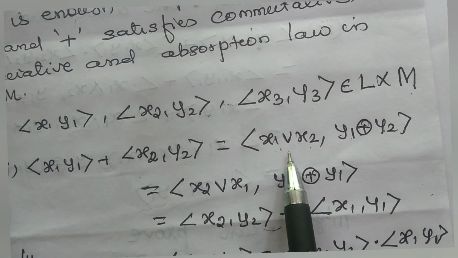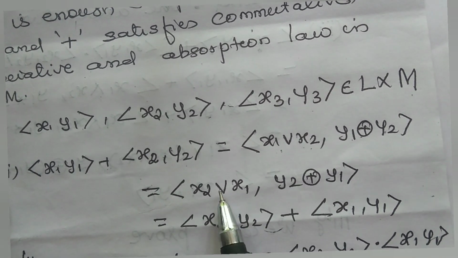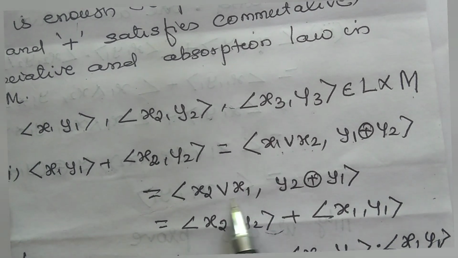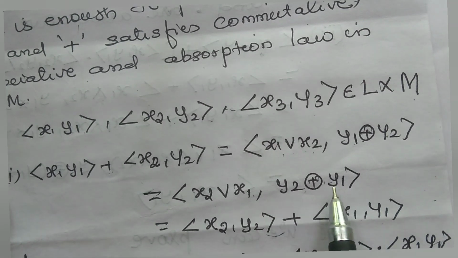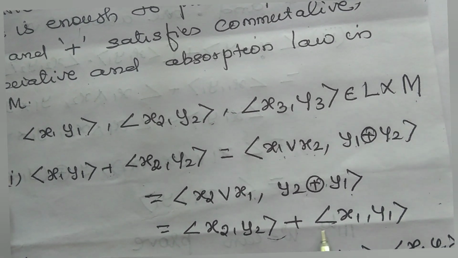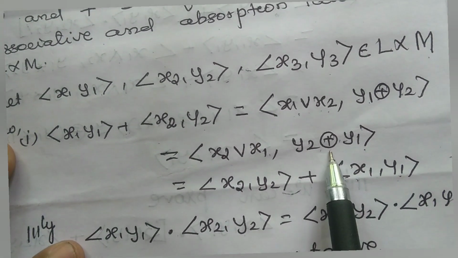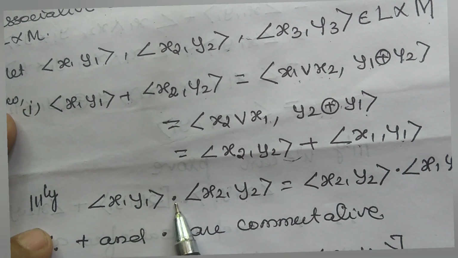Since x1, x2 belong to L and L is a lattice, we can use the commutative condition, that is x1 or x2 is equal to x2 or x1. Similarly, for y, that is y2 plus y1. Now this can be written as (x2, y2) plus (x1, y1). So this plus satisfies the commutative condition. Similarly, we can prove it for dot also.